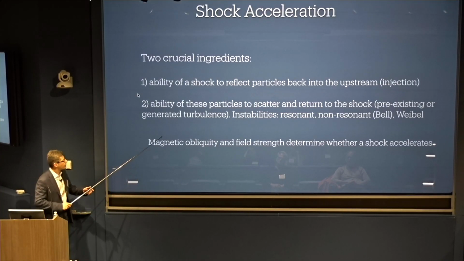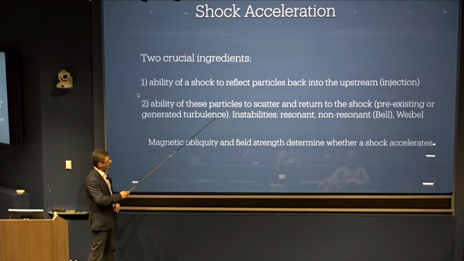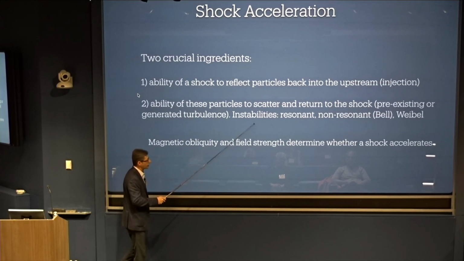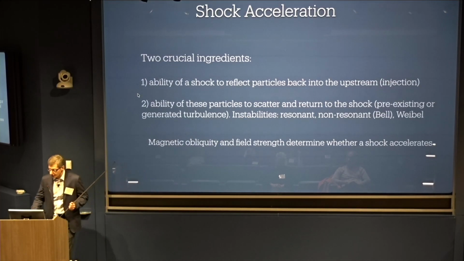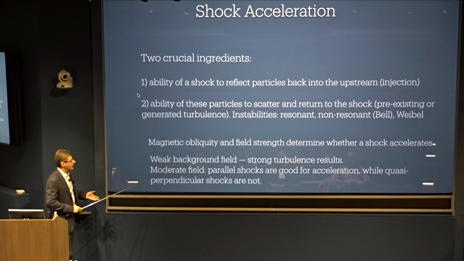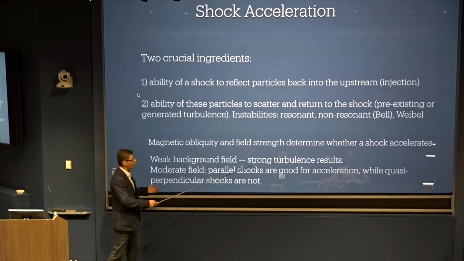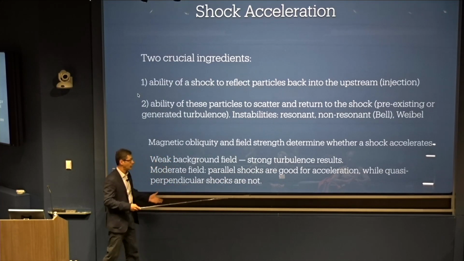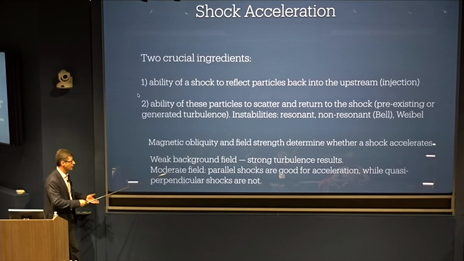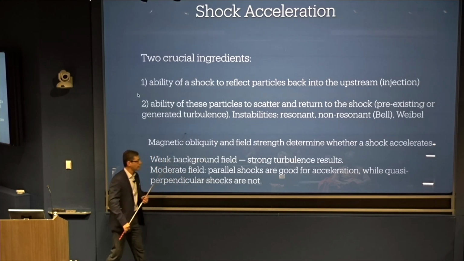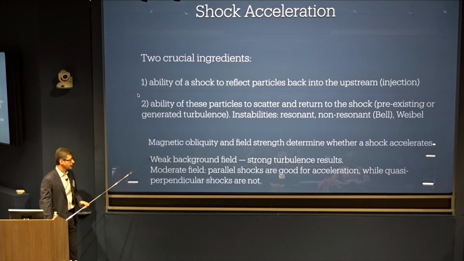And what determines whether these conditions are satisfied depends on the magnetic field obliquity and the strength of the magnetic field. So if the background magnetic field is weak, then in effect, any kind of turbulence you have in front of the shock will be strong turbulence. So delta B over B will be very large because the background field is very small. And in this case, you will have significant scattering, and these shocks are likely to accelerate.